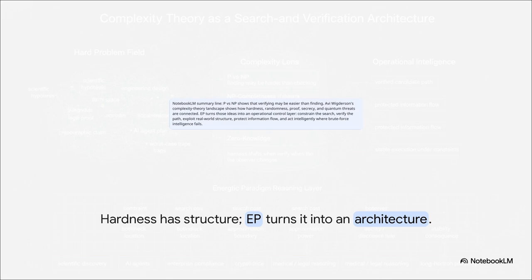This structure right here, this is what stops AI from just wildly guessing. Ultimately, Wigderson's theoretical landscape proves that computational hardness is not just a roadblock. It has structure. It can block blind search, sure, or it can be used to protect vital secrets. The energetic paradigm utilizes this exact structure to navigate intelligent search across fields that desperately need it, whether we're talking about massive scientific discovery, managing autonomous AI agents, or ensuring totally stable enterprise governance. It literally takes the limits of computation and turns them into a blueprint for controlled, intelligent action.